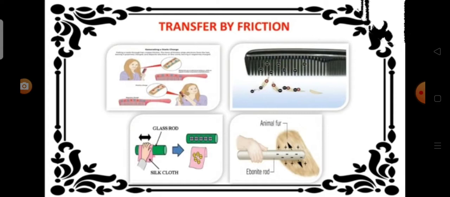Now we see about the transfer by friction. Now we understand by a small activity. Take a comb and place it near some pieces of paper. Are they attracted by the comb? No. Now comb your dry hair and place it near them. What do you see? You can see that the paper pieces are attracted by the comb now.